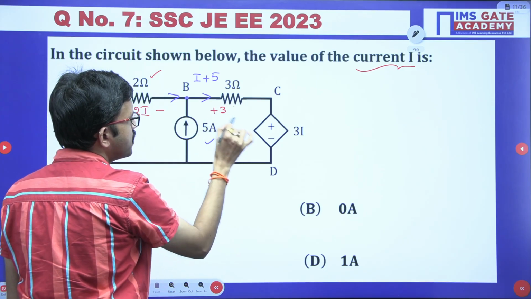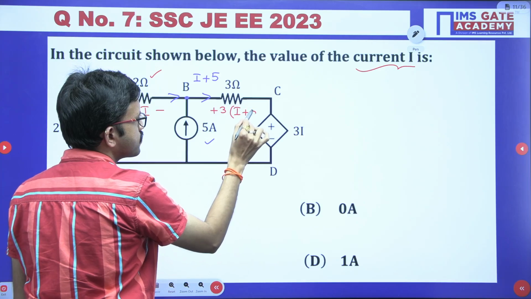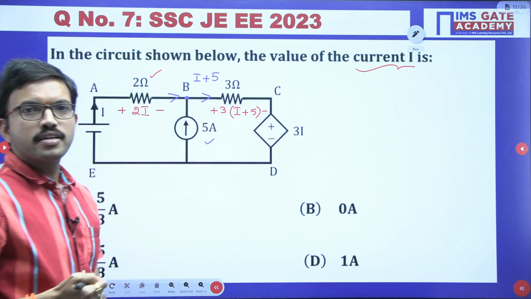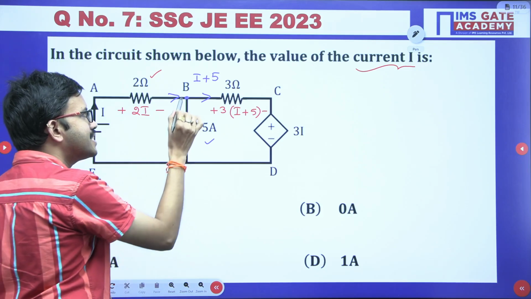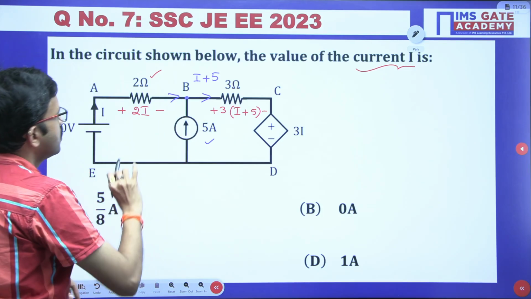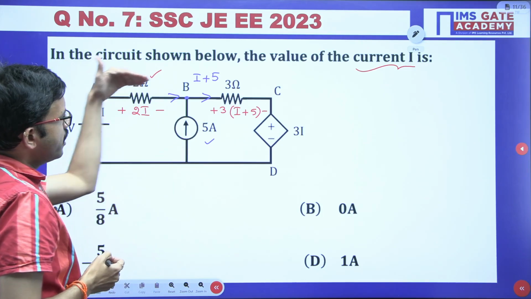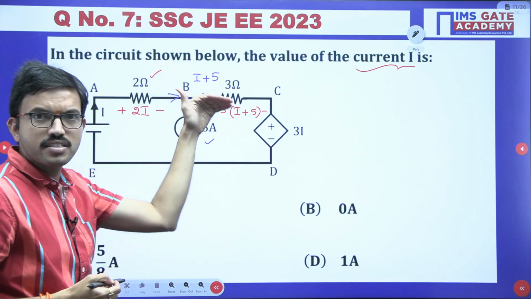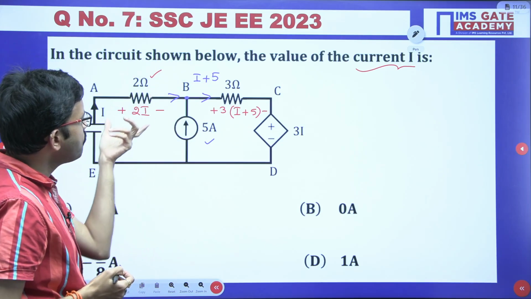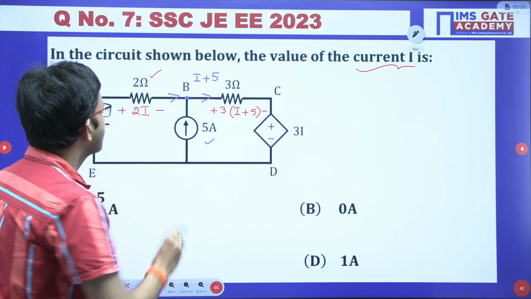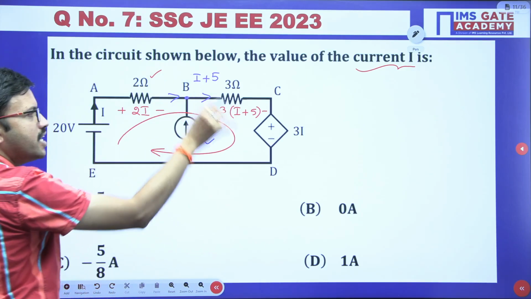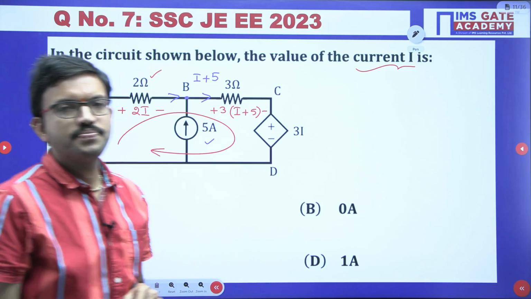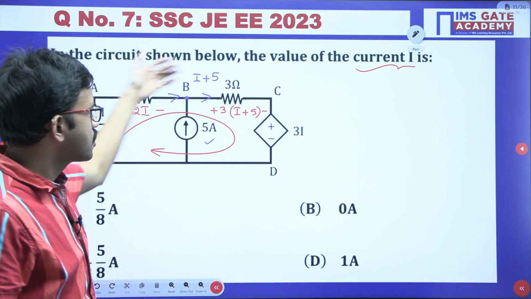3 into I plus 5. Okay, right? So here, first step, I have applied KCL at this particular node. Now after that, for every element wherever you are having a resistor, you know the current and you know the resistor. By using Ohm's law, we are getting the voltage. The moment you got that, now you can apply KVL around the outer loop. That's all. KVL around the outer closed path.